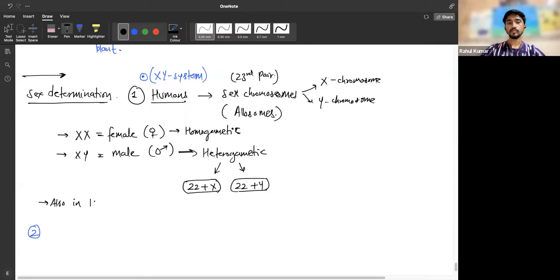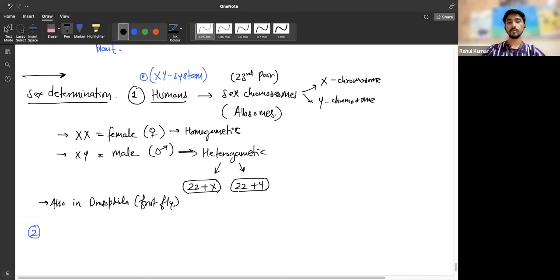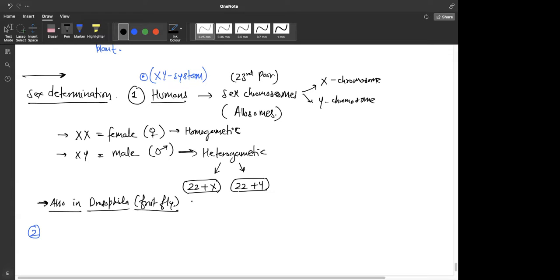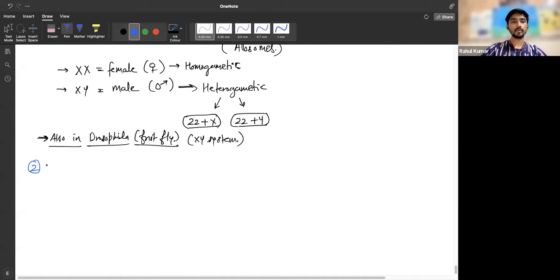also in Drosophila. You know what is a Drosophila? Fruit fly. I told you about this, right? This is where Morgan did all the experiments to find linkage. So in Drosophila also there is the XY system. Males are XY and heterogametic, and females are XX and homogametic. But it's not true always.